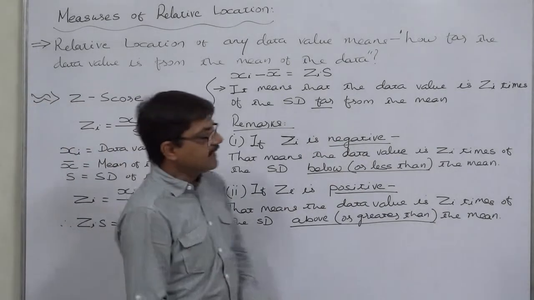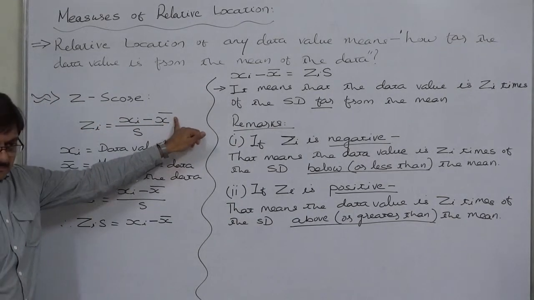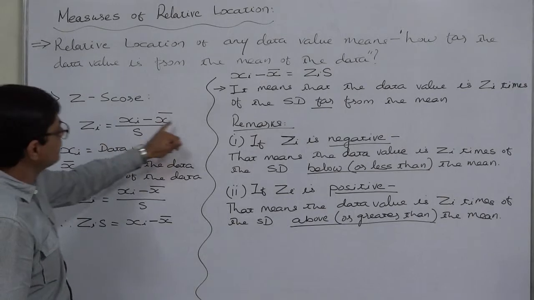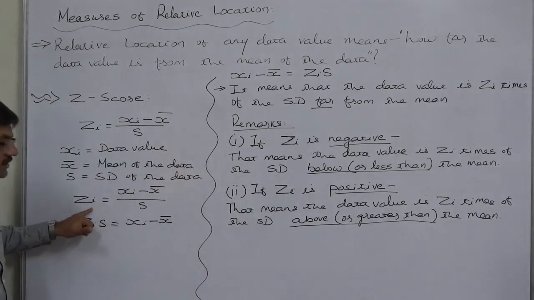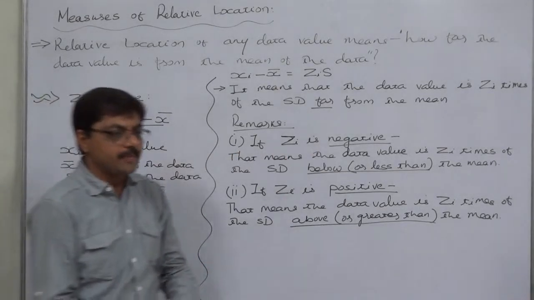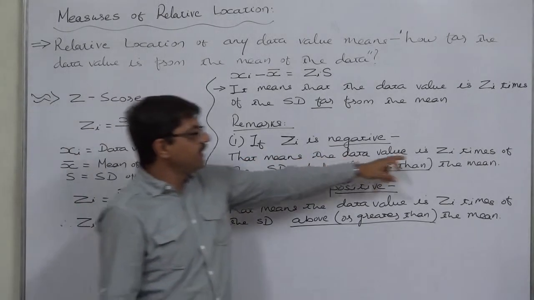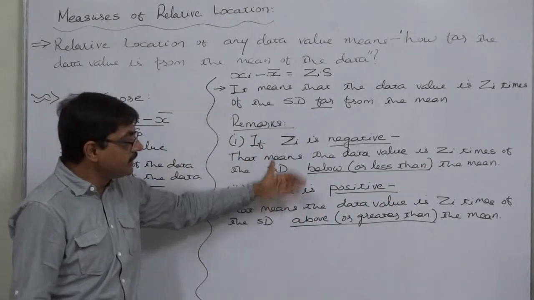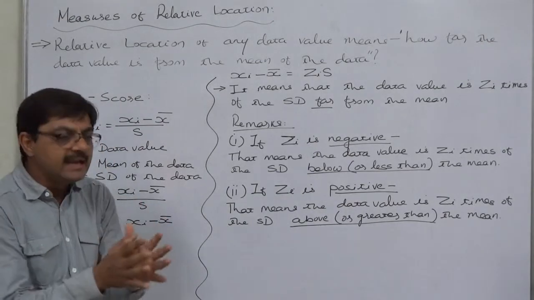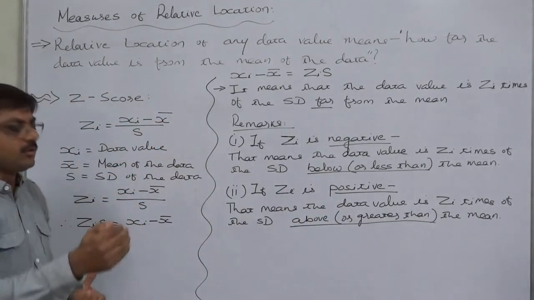Now, there are two possibilities. The data value can be less than the mean, or the data value can be greater than the mean. If the data value is less than the mean, the z calculated must be negative. If z is negative, what should be our interpretation? It means the data value is z times the standard deviation below or less than the mean. So the sign of z is actually the indicator. It suggests whether the data value is below the mean or not.